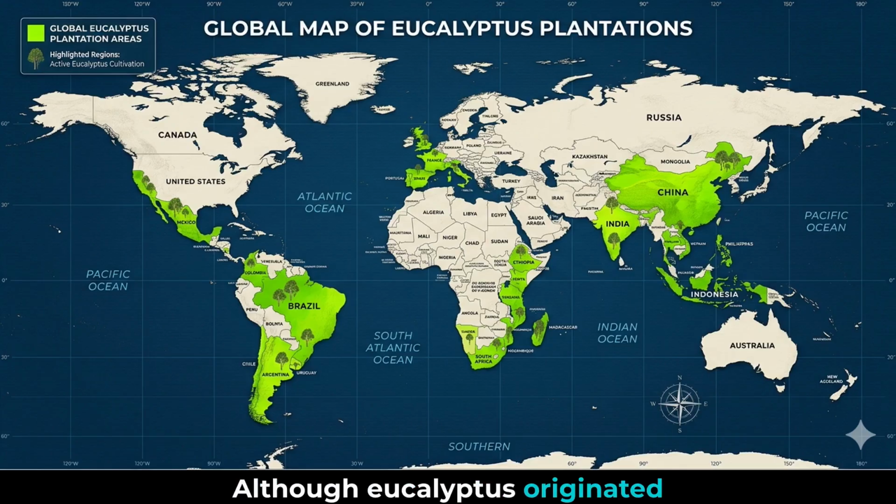Although eucalyptus originated in Australia, it is now planted on nearly every continent except Antarctica. Countries throughout South America, Africa, Europe, Asia, and North America have planted eucalyptus for timber, paper production, fuel wood, windbreaks, erosion control, and ornamental purposes. Today, eucalyptus plantations cover millions of acres worldwide and represent one of the most important hardwood resources in global forestry. While that worldwide story is fascinating, the reason eucalyptus matters to us is because of what happened when it arrived in the United States, particularly California.